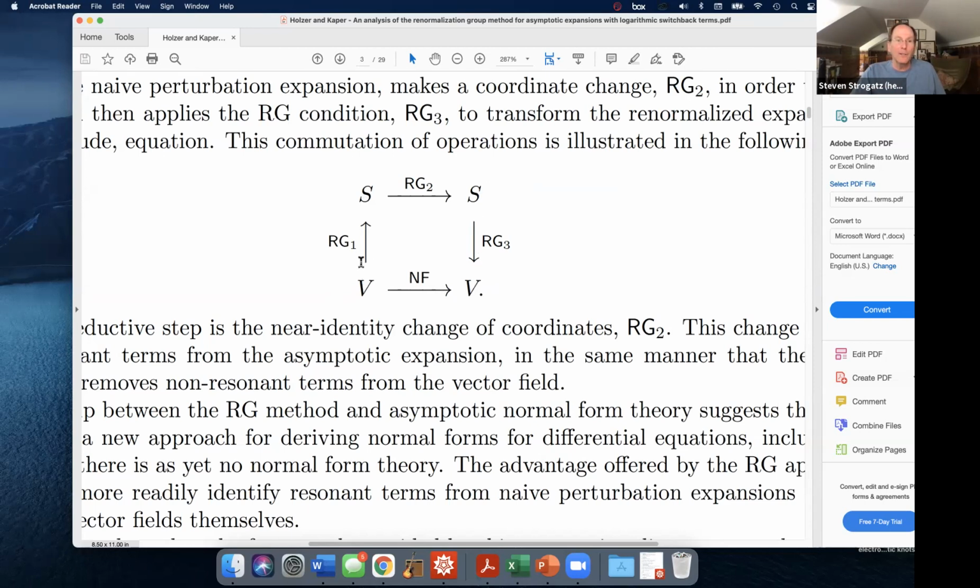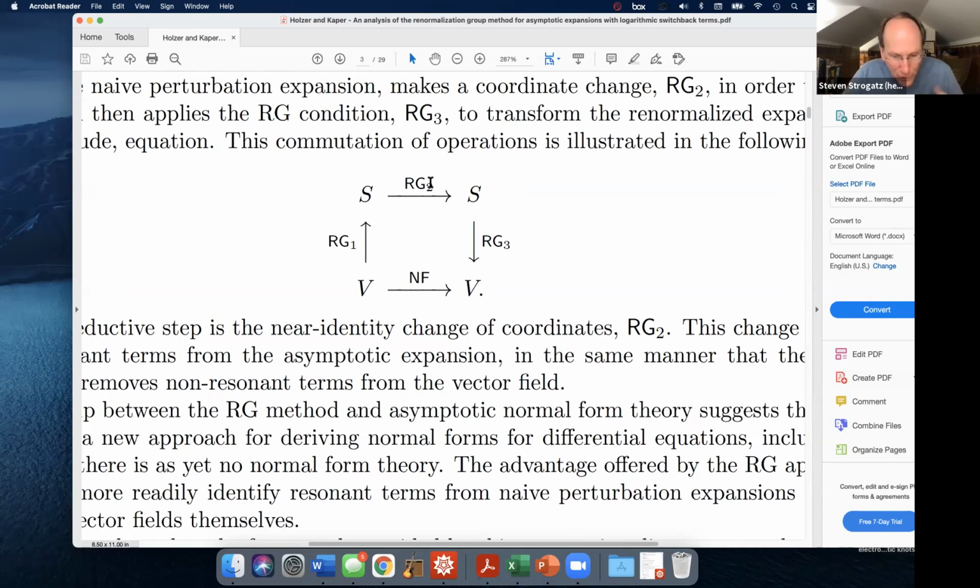So the three steps are, you do RG1, renormalization group step 1, which is do a naive perturbation expansion with regular perturbation theory. S means we're living in the world of solutions, functions of time, rather than in the world of differential equations and vector fields. In other words, rather than transforming the differential equation, which is what normal form theory does, you transform the solution to the differential equation by changing coordinates. So anyway, they say here you generate a solution by doing naive perturbation theory, then you change coordinates in a certain clever way. This is where that envelope condition basically comes in. That's their point of view.